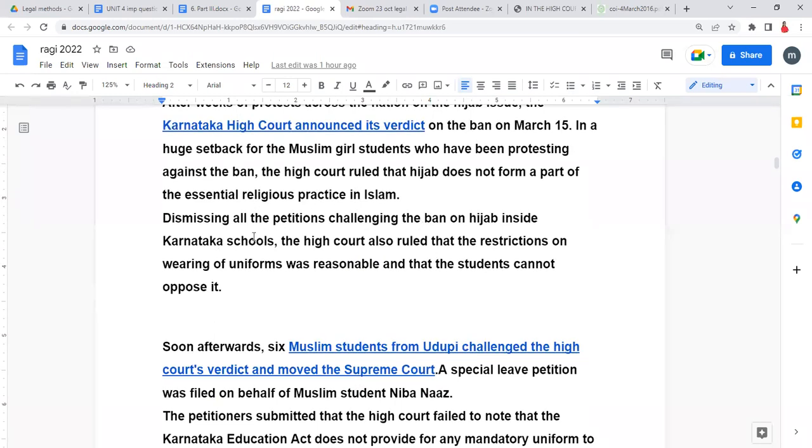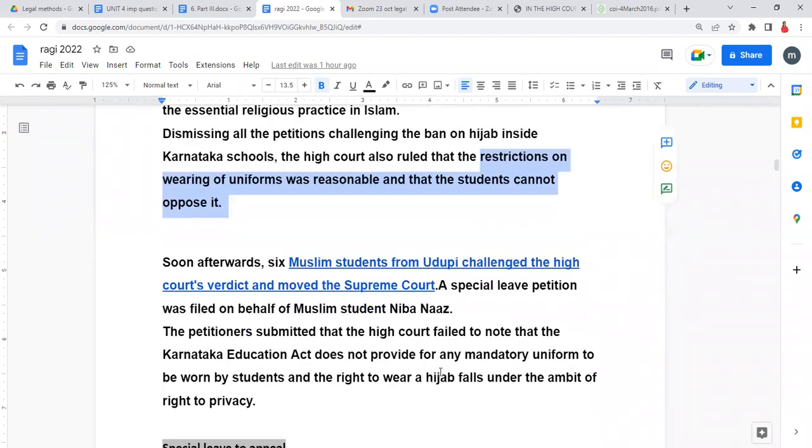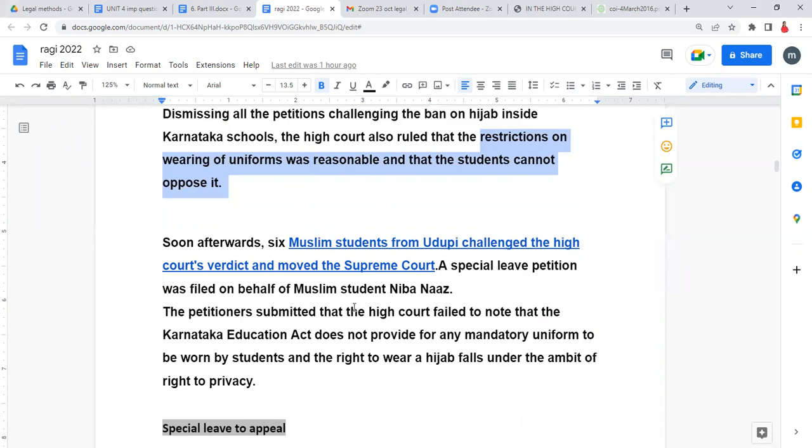And after that, what happened is that all these writ petitions, five writ petitions filed before the Karnataka High Court, were dismissed. The High Court ruled that the restriction on wearing uniform was reasonable and that students cannot oppose it. There is a valid reason why uniforms are being prescribed, and if a uniform is prescribed, then we should wear it while we are inside the classroom.